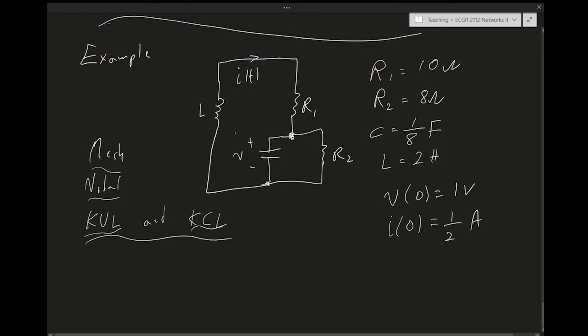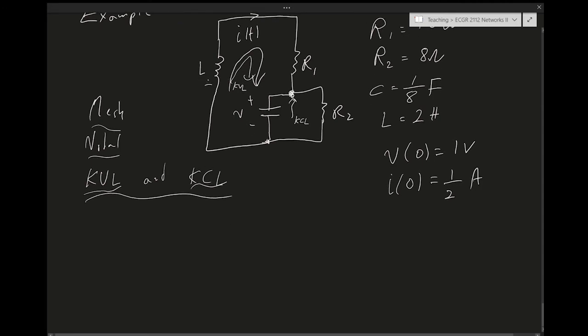Let's use KVL on this loop, and let's use KCL on this node. Okay, so using KVL on this loop, we start with the voltage across the inductor. It's going to be L di by dt plus the voltage across this resistor, which is going to be R1 I. And finally, we have the voltage across this capacitor. It's easy. Plus V equals 0. So this is applying KVL.